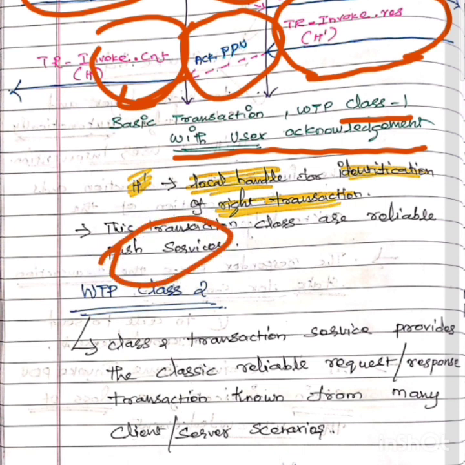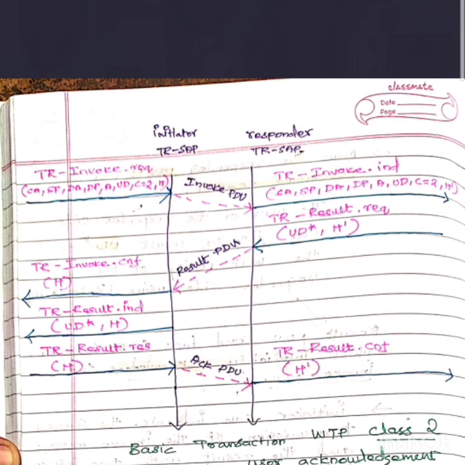This type of transaction is mainly used in push services in mobile computing. Next, we are going to see WTP class 2, the Wireless Transaction Protocol class 2 type. Class 2 type means, you know very well, the C value is now 2. That's it. In class 2 type, you have one difference. In class 1, you cannot expect a result message, but here you can expect the result message. But we have two types: no user acknowledgement, and with user acknowledgement.